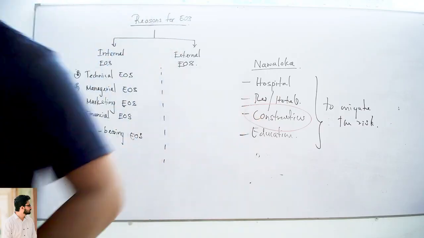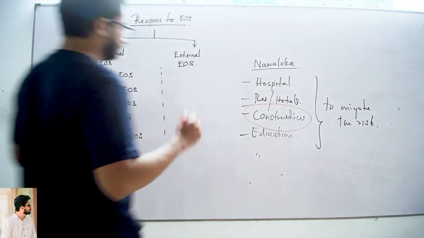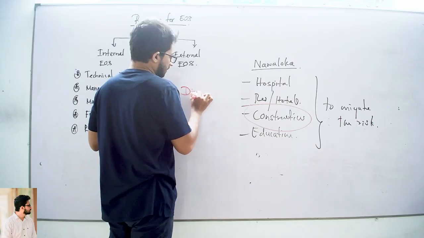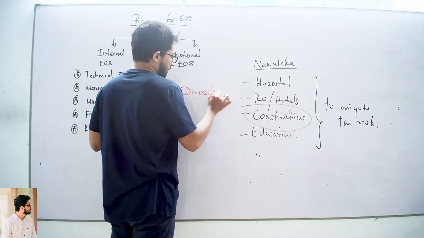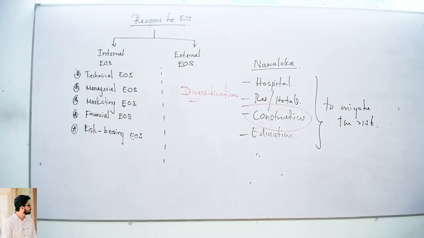What is the word? I want every one of you to pronounce it. What is it called? One more time. Diversification. Diversification means, you know, don't do one thing every time.